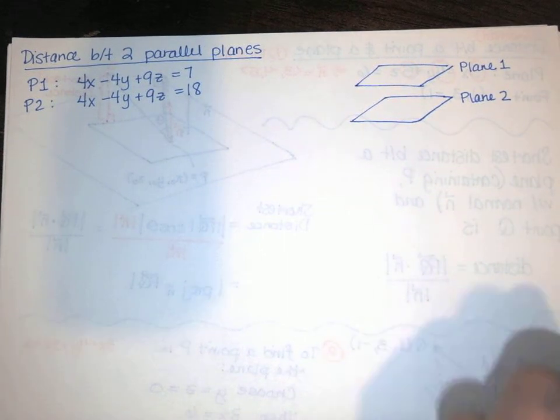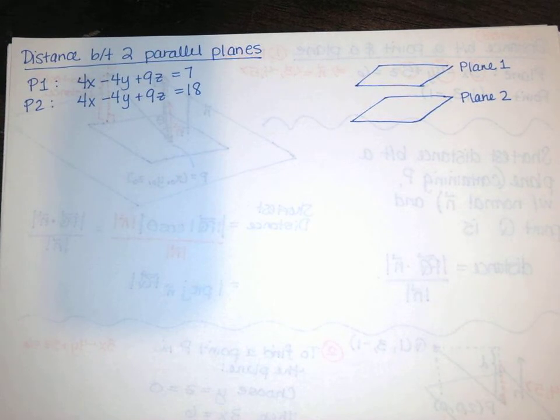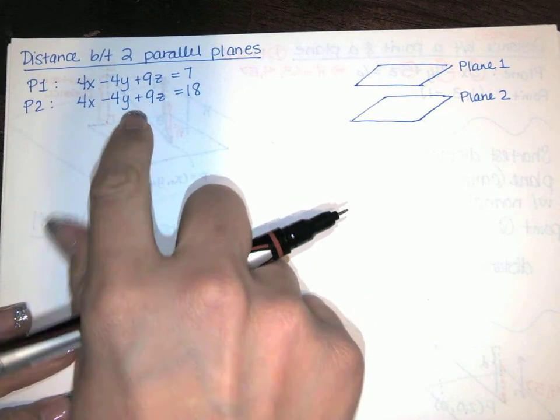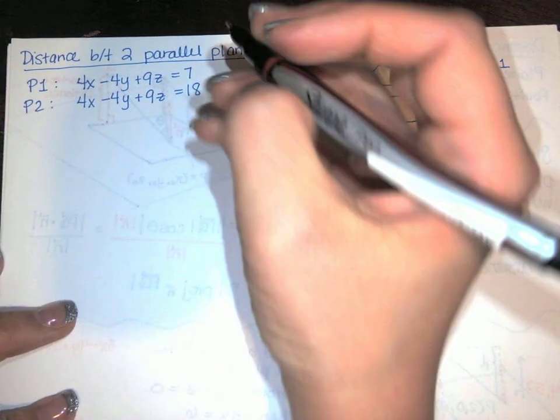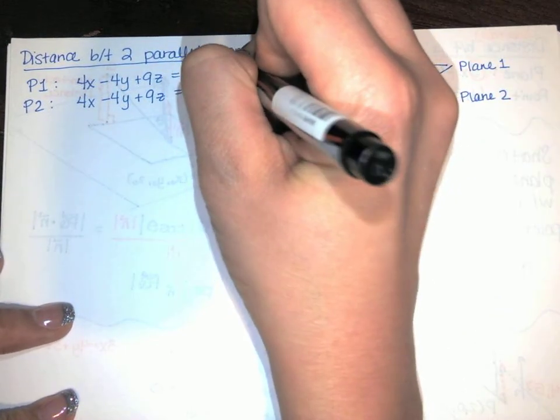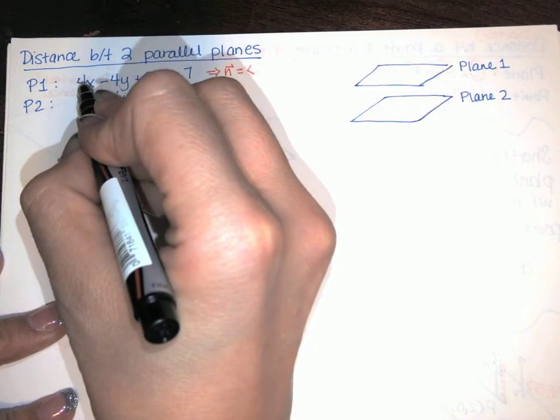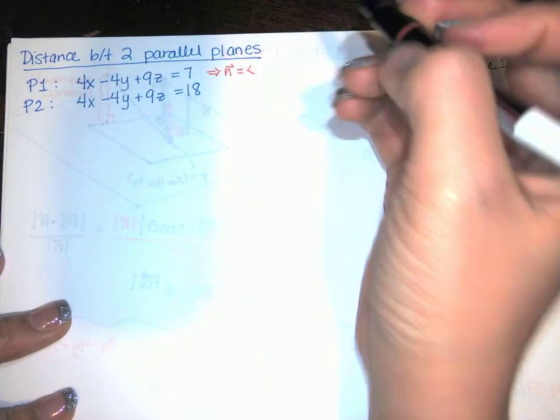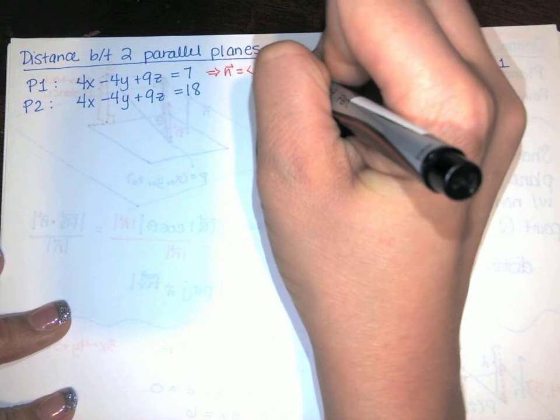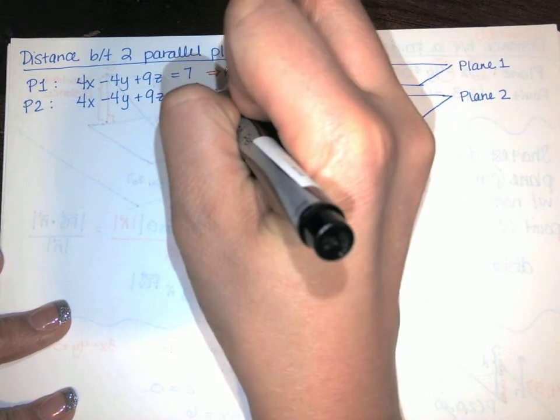How do we know that they're parallel to each other? I hope you can see the coefficients of this plane and this plane, they're exactly the same. So what does that mean, guys? We have the same normal vector. This one has a normal vector with components 4, -4, and 9. And so does this one.